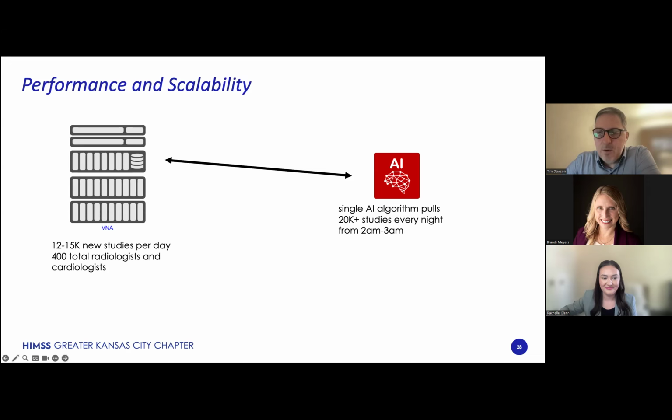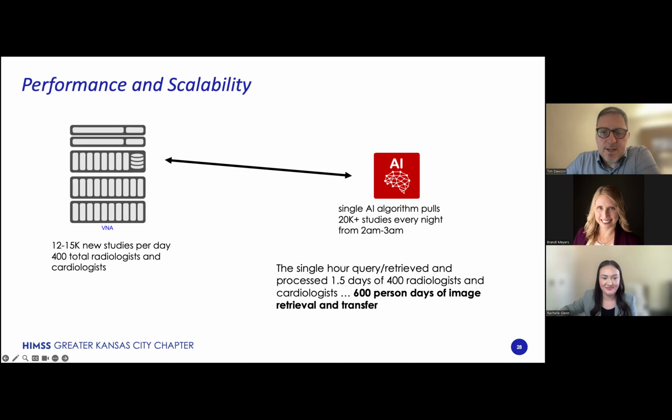Thankfully, this occurred off hours, and our system handled the load with no impact to users. But for context, in that single hour, the system processed about 600 person days of image retrieval and transfer. This is the kind of thing that AI is going to need to handle in the future. These algorithms are going to add new loads, probably equivalent to 1,000 users, because they don't get tired, and like the Terminator, they never give up.